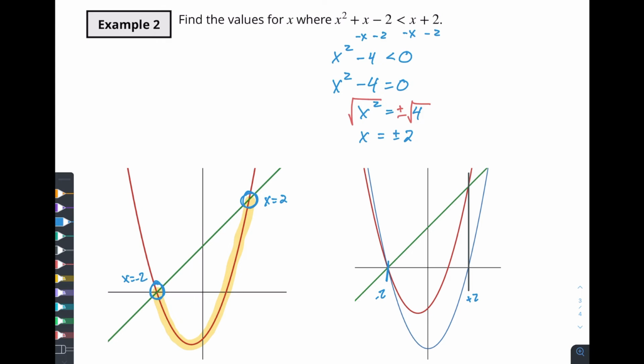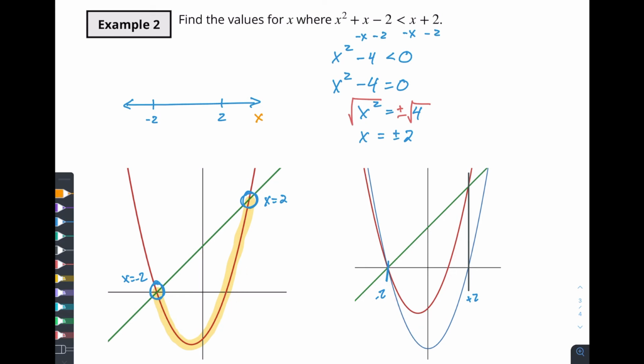And now, using the sign diagram from the previous video, we don't have to do it because we actually have graphs here, but let's just use it for consistency's sake. These are my x values where I know this function equals 0. So it's going to equal 0 at positive and negative 2. I want to know where this thing is going to be negative. Now, of course, we can see it's going to be negative between these two values.